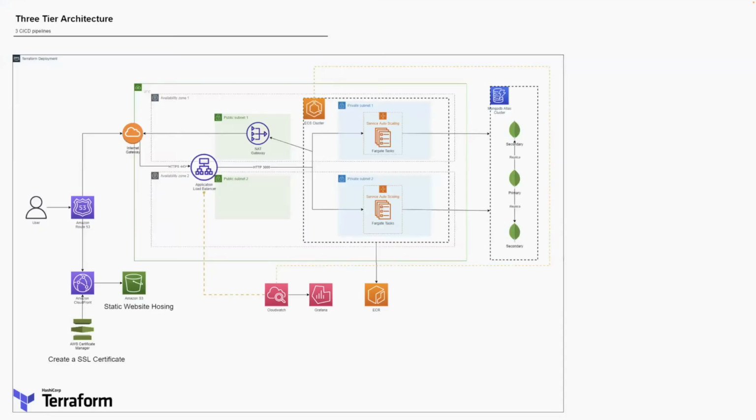Now, as you can see, this is our 3-tier architecture, which also includes the 3 CI/CD pipelines. These are the front end, these are the back end, and Terraform, 3 pipelines. I will start by introducing the front end architecture.